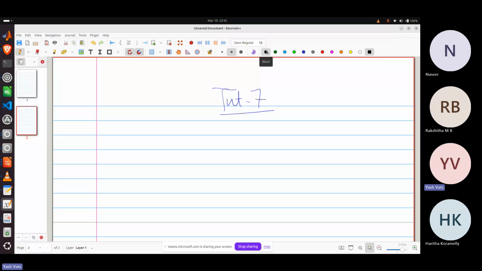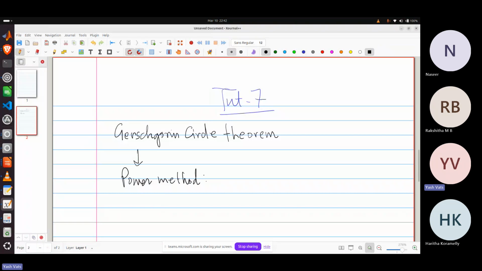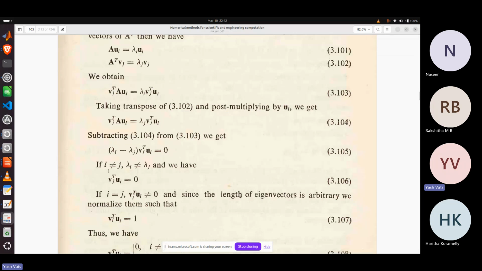So today we will discuss about Gershgorin, I think the name is like this, Gershgorin circle theorem. First this, and then we will go towards the power method. I'm just going to do this with this book again.